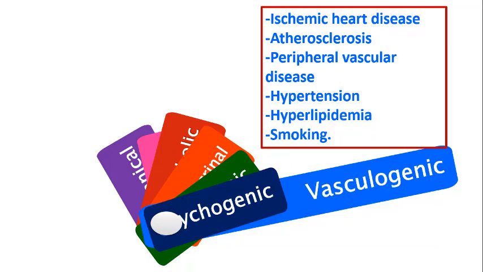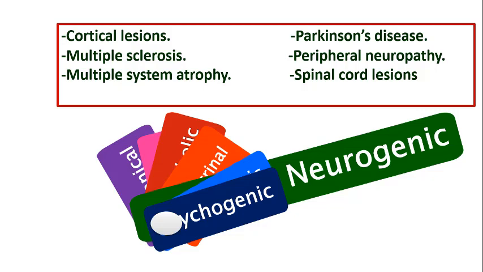Vasculogenic causes include ischemic heart disease, atherosclerosis, peripheral vascular disease, hypertension, hyperlipidemia, and smoking. Neurogenic factors include any disorder or disease or lesion affecting the pathway of the erectile function, including cortical lesion, multiple sclerosis, Parkinsonism, multiple system atrophy, peripheral neuropathy, and spinal cord lesions.